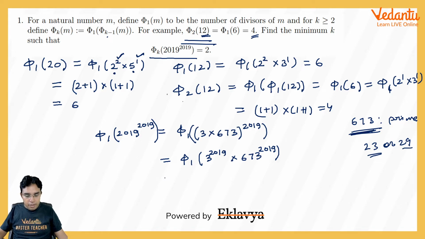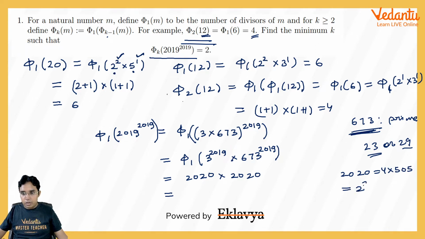So here if I need to find phi 1 of this, it would be 2020, one addition to this 2019, into 2020 here as well. Now 2020, if I do the prime factorization, I can take 4 common, then it will be 505. 4 is 2 power 2, and then I can take 5 common, and then it will be 101. 101 is also a prime number. So if I need to find phi 2, I need to find phi 2 of 2019.